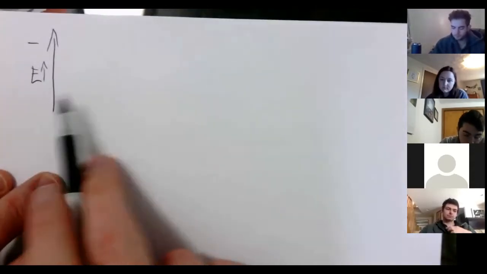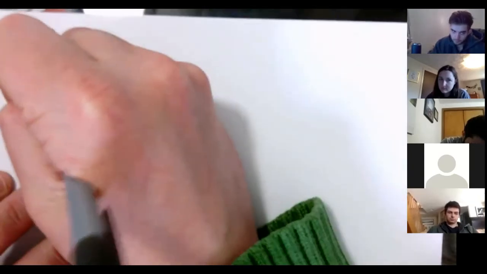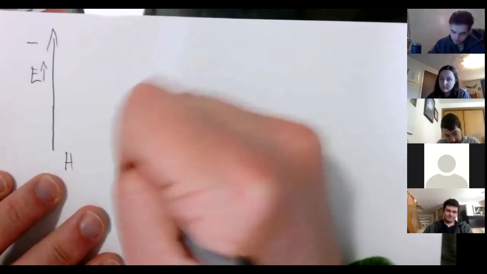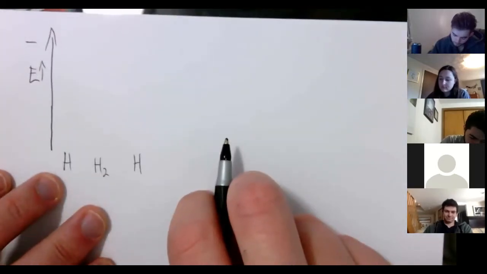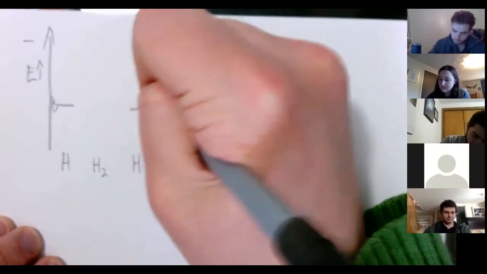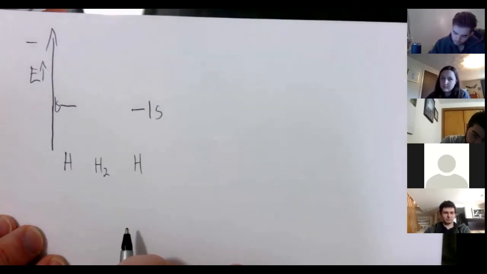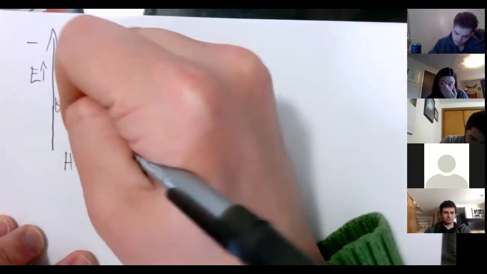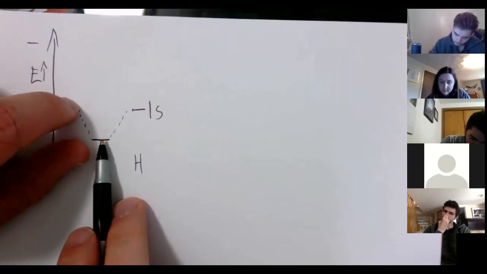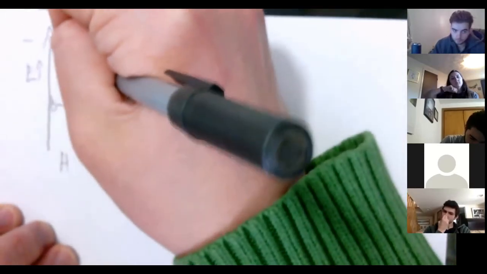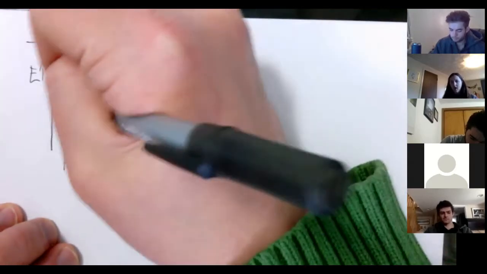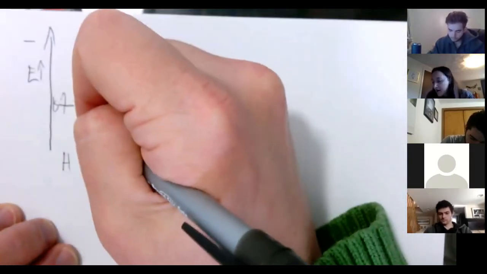Okay. So we've got energy. What other things do we need on this for the MO diagram? You need the 1s orbital for each H. Then you need the bonding and antibonding molecular orbitals. And an important point, for this bonding orbital, the energy difference is smaller than for the antibonding part. The sigma, sigma star.